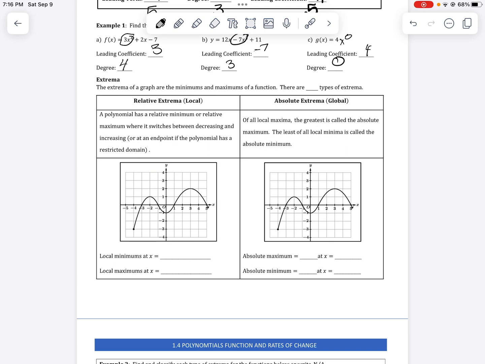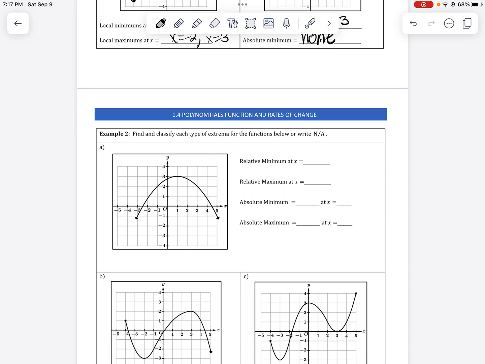The absolute is also called the global, and that's the highest point. So if we take a look at this one, there's some minimums. There's a minimum here and here, so at x equals -4 and x equals 0. And there's a max. There's 2 high points here, so at x equals -2 and x equals 3. Now where's the absolute? The absolute highest point right here, the absolute maximum is 2 at x equals 3. And the absolute lowest point, well, do you guys see how this keeps going down, down, and down? So there are none.